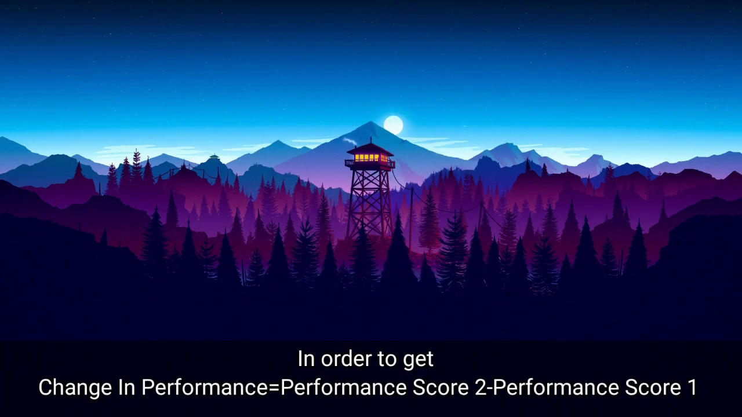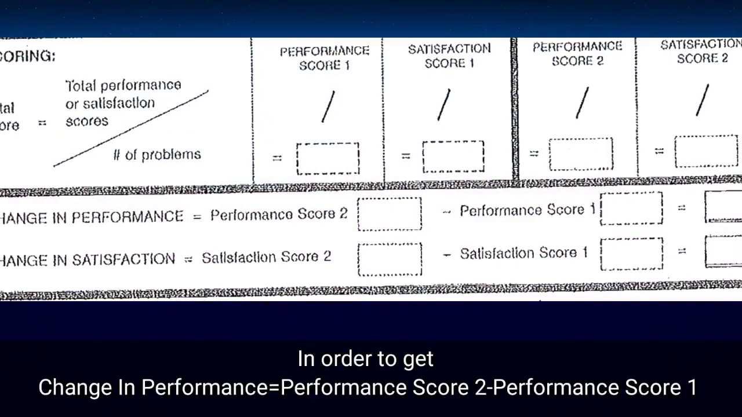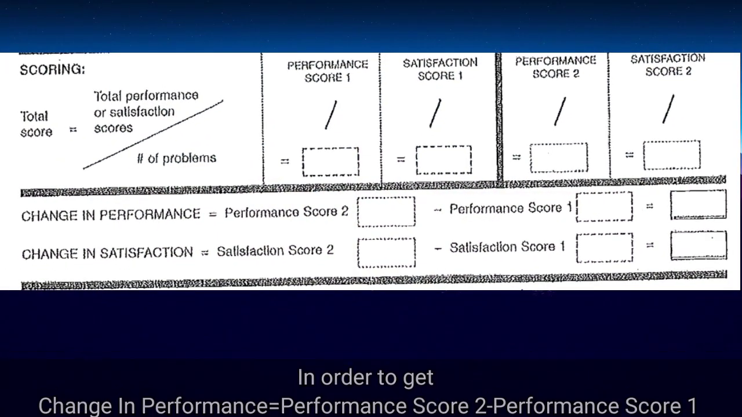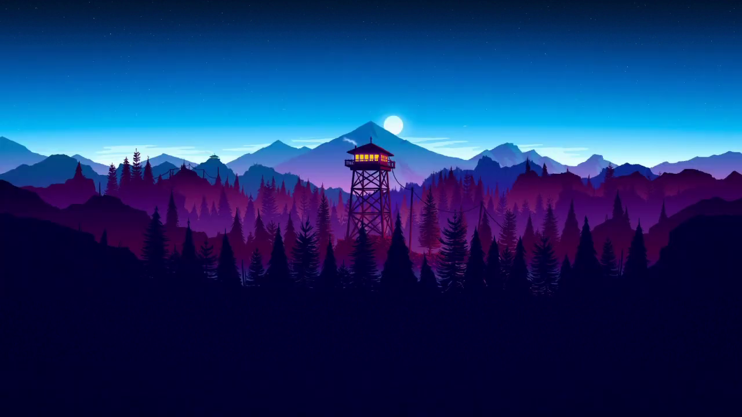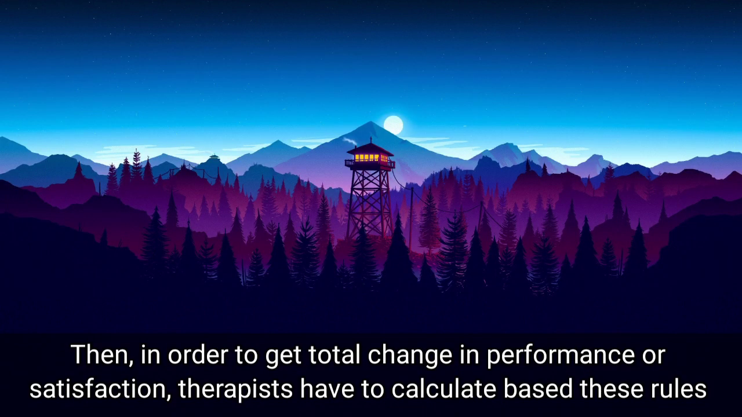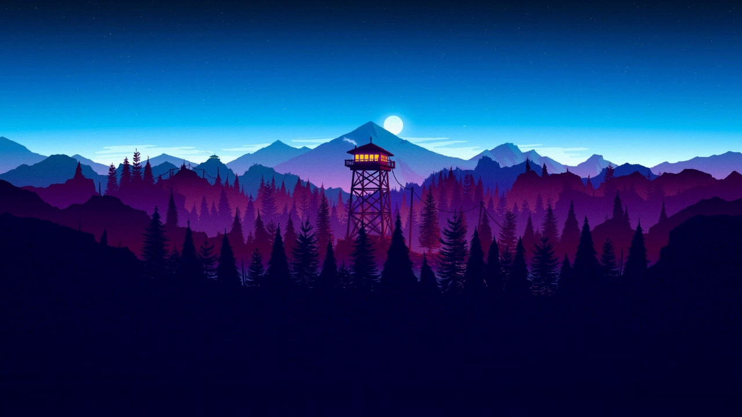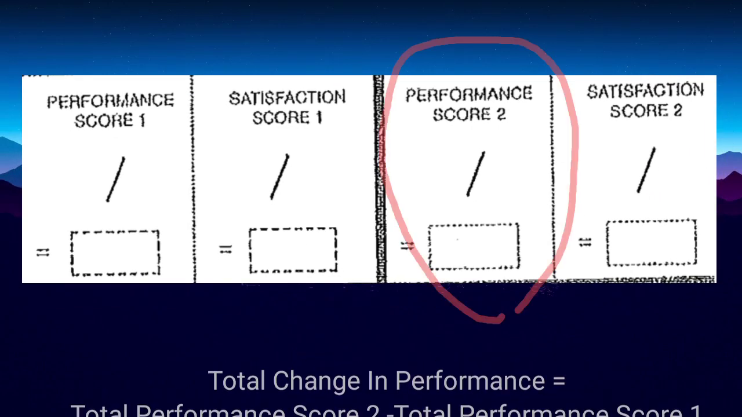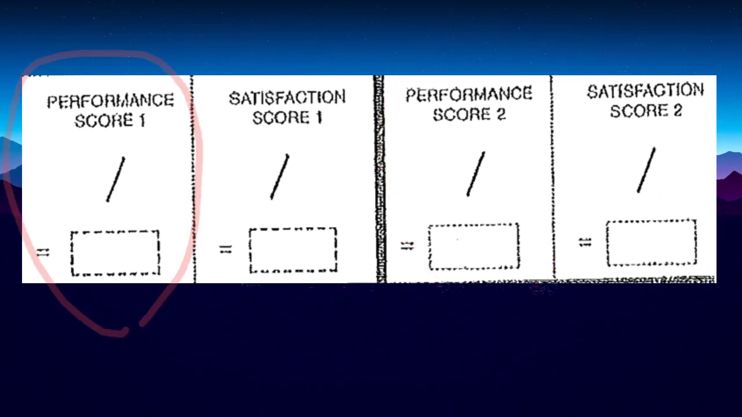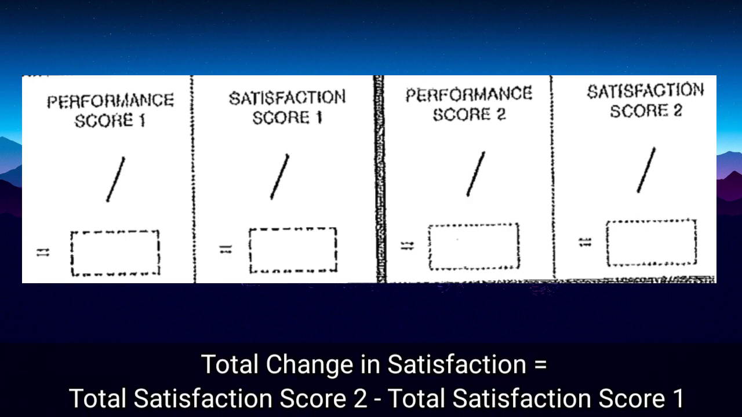In order to get change in performance, performance score 2 minus performance score 1. In order to get change in satisfaction, satisfaction score 2 minus satisfaction score 1. Then, in order to get total change in performance or satisfaction, therapists have to calculate based on the rules. Total change in performance equals total performance score 2 minus total performance score 1. In order to get total change in satisfaction, total satisfaction score 2 minus total satisfaction score 1.